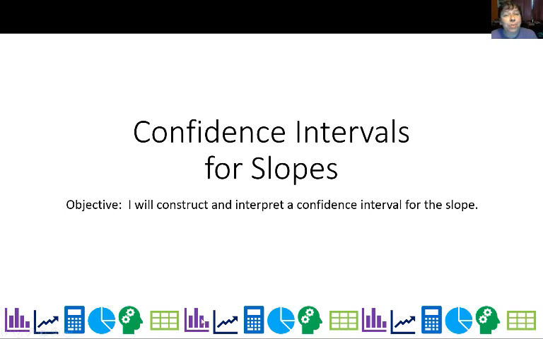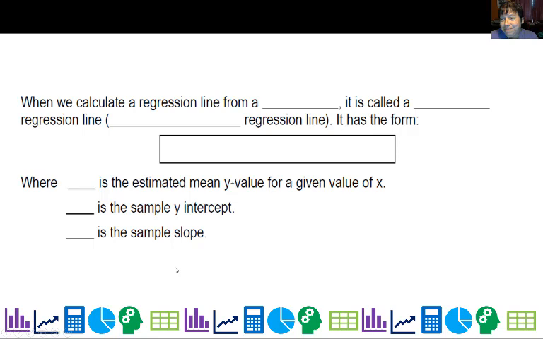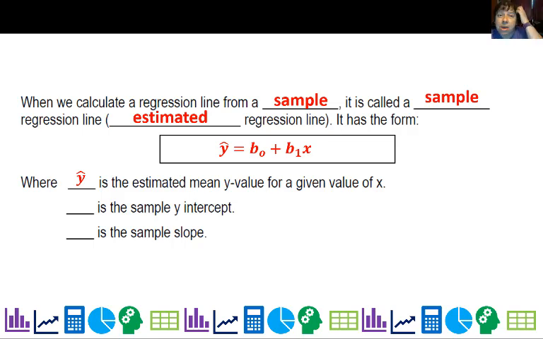Hopefully you get that. And actually, we're going to lose a degree of freedom when we start talking about confidence intervals and slopes. So when we calculate a regression line from a sample, it is called a sample regression line. It can also be called an estimated regression line, and it has the form y hat equals b naught plus b1x, where y hat is the estimated or predicted mean value for a given value of x. And then b naught is the y-intercept, and b1 is the slope. So whatever is the coefficient of your x, that's your slope.